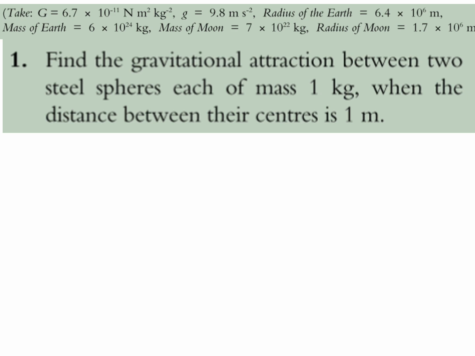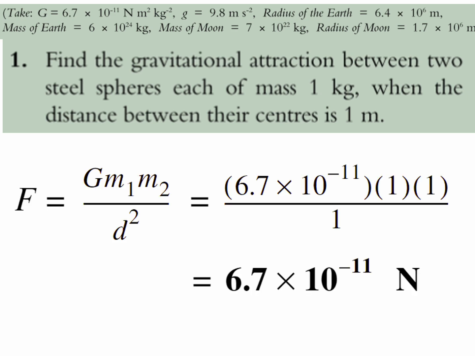You had to find the gravitational attraction between 2 steel spheres. They were each of a mass of 1 kilogram, and the distance between their centres was also 1 metre. So just filling in your values there, your gravitational constant by 1 kilogram for the first mass, 1 kilogram for the second mass, and your distance 1 metre squared gives you 1. So your force there in newtons actually equals your gravitational constant value, 6.7 by 10 to the minus 11.